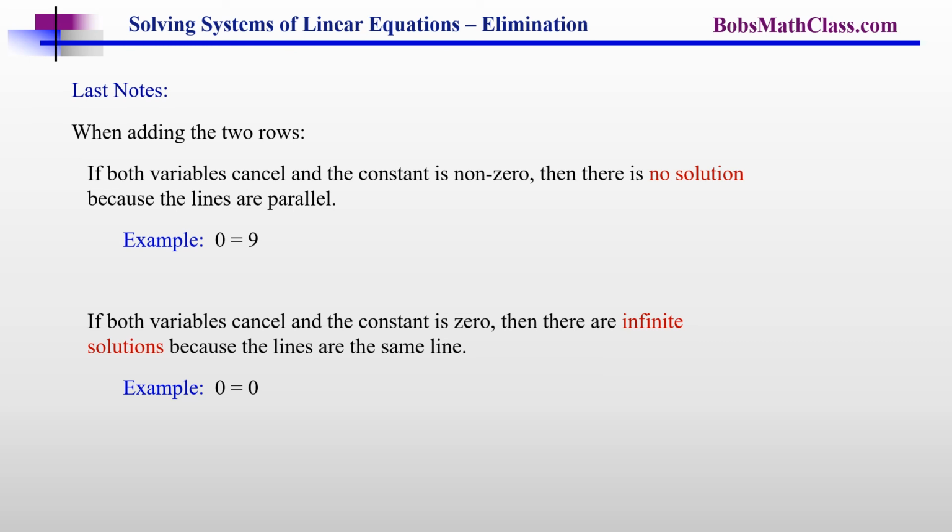Okay, the other case is if both variables cancel and the constant is 0, then there are infinite solutions because the lines are the same line. So if you get 0 equals 0, that means there's infinite solutions. How could two lines intersecting give you infinite solutions? Well, if one is right on top of the other. So they're the same line. So every point on the line is a solution because they overlap.